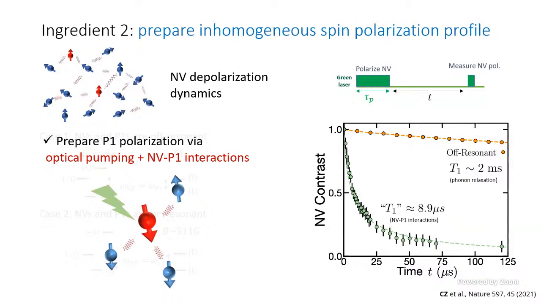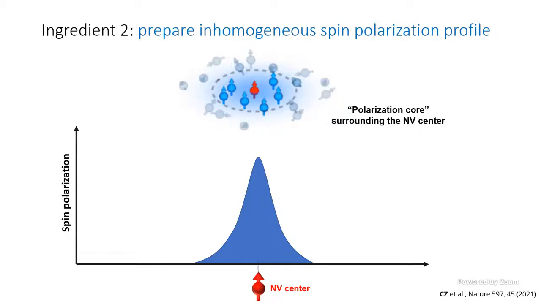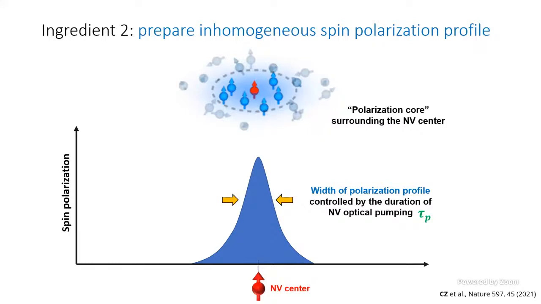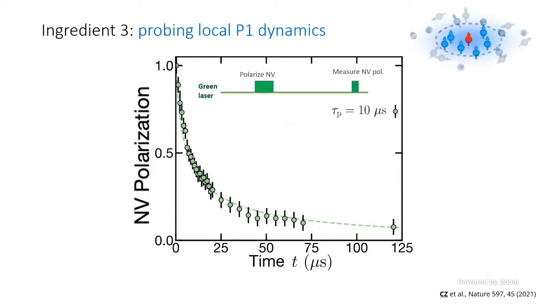So in this case, we have a way to actually polarize the P1 centers near one of the NV centers. And now we have one knob where we can tune the polarization by just controlling how long we pump the NV centers. And the third ingredient is how do we probe the local P1 centers?